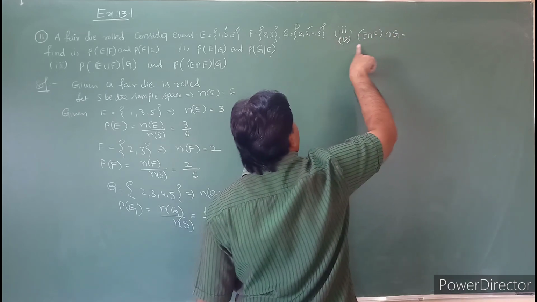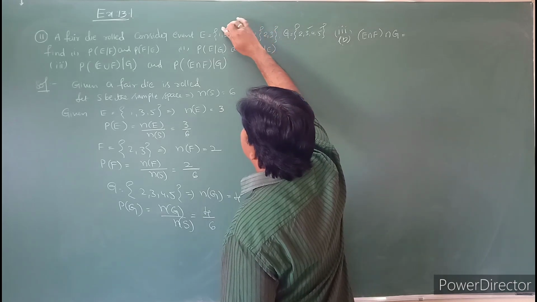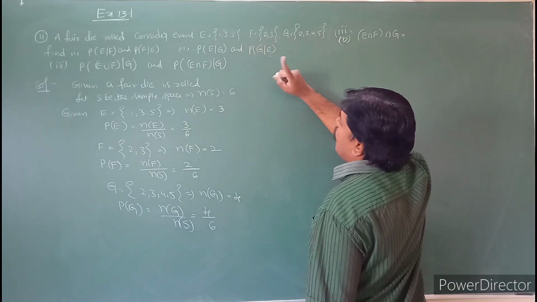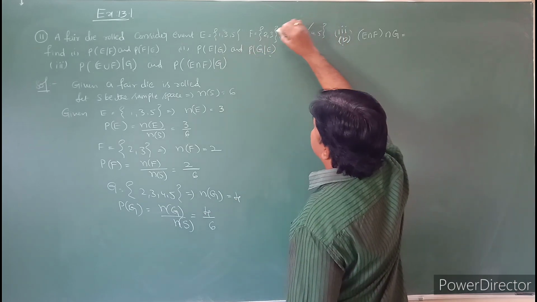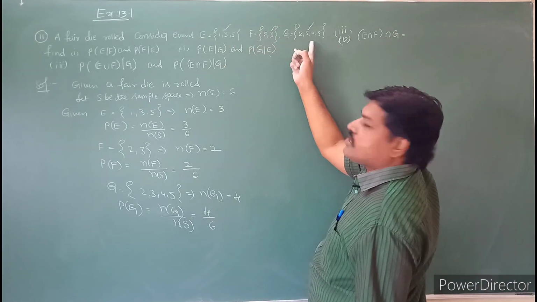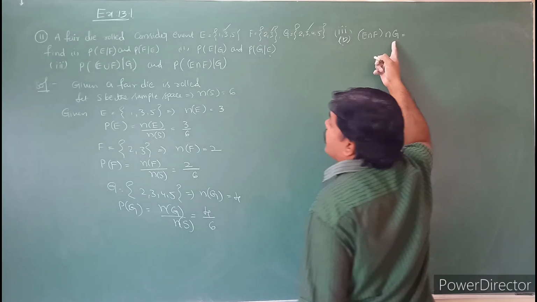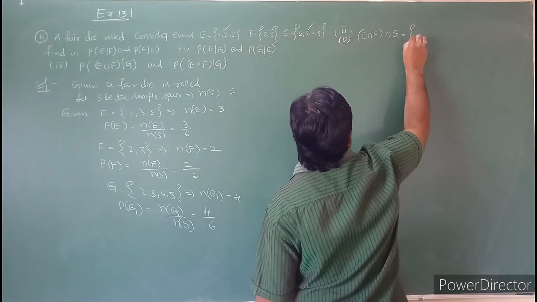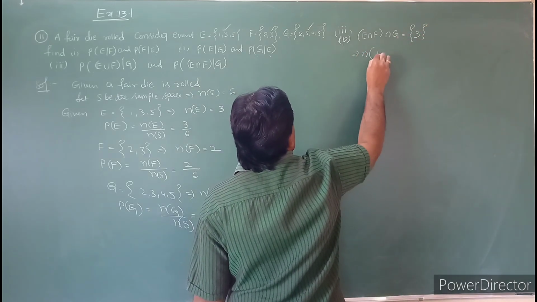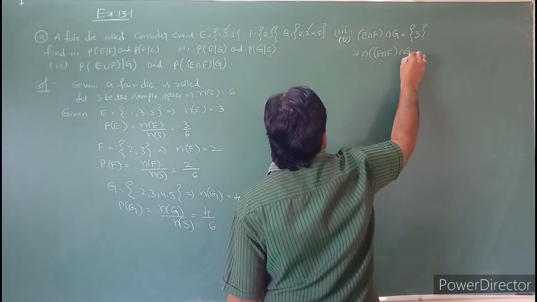What is the meaning? It is the intersection of these three sets. What is the common element of these three sets? Tell me that. Observe the three sets, only one number is there. What is that? 3. 3 is the common element for E, F and G. So E intersection F intersection G has only one element, that is 3 only.